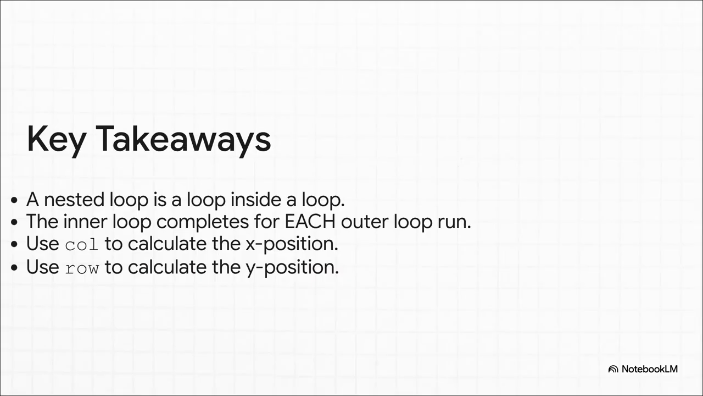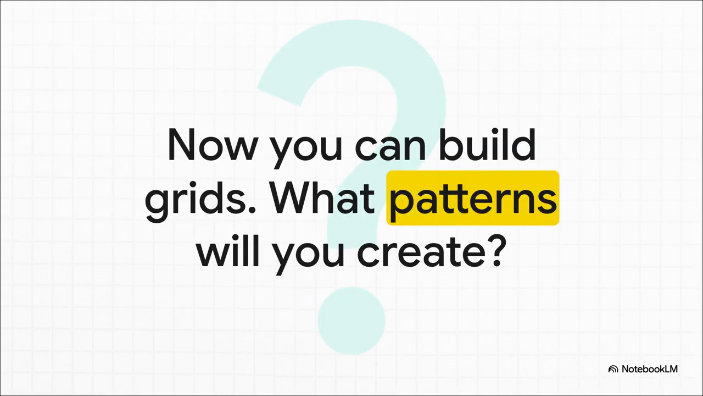Okay, let's wrap this up with the key takeaways. First, a nested loop is just a loop inside another loop. Second, and this is the big one, the inner loop runs to completion for every single iteration of the outer loop. And finally, when you're building grids like a pro, just remember, column for the x position and row for the y position. You now have one of the most fundamental, most powerful tools in programming at your fingertips.